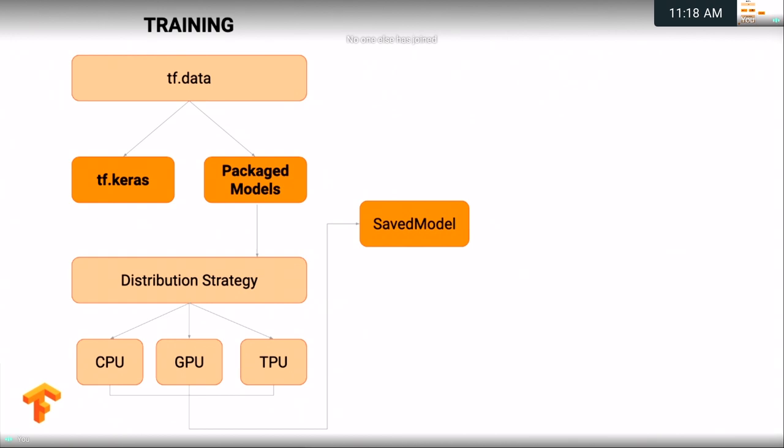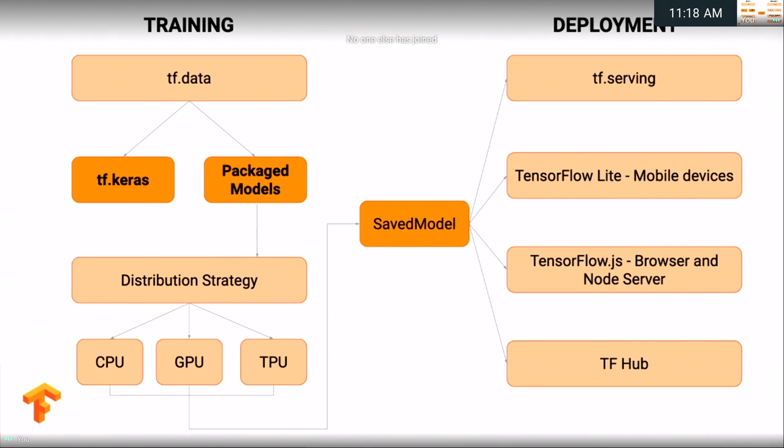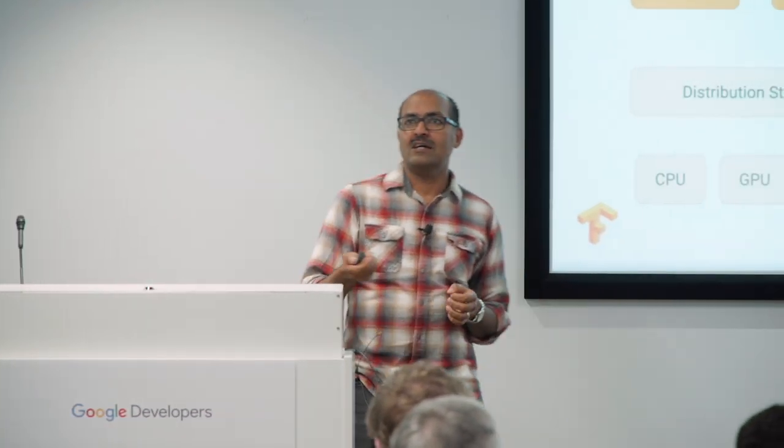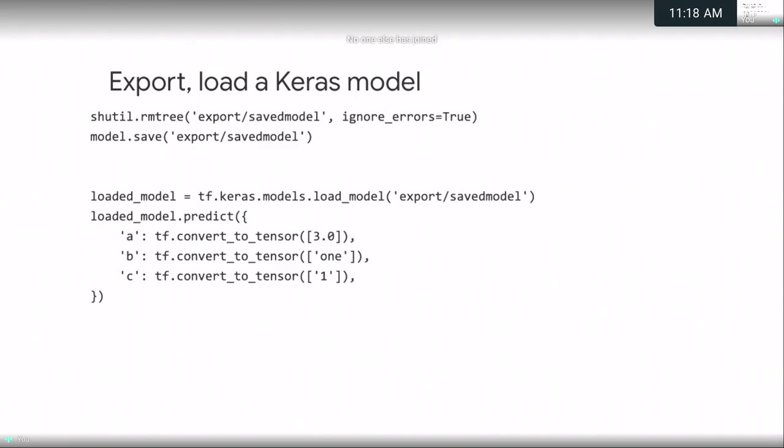For inference, because you want to predict, right? So you want to export out a saved model so that you can deploy it to any of those places for serving, whether it's on a web server with TF Serving, or mobile devices with TF Lite. They all go through that saved model. So how does that work? Well, the way that works is very, very straightforward. Just call model.save.